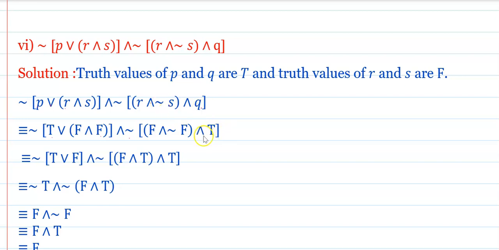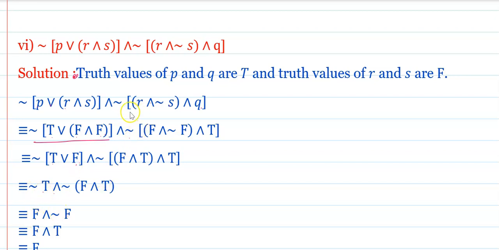Now we'll solve them one by one. Now the negation of P, or in bracket R and S. P is a T, or R, F and F. Okay, we'll solve this bracket first of all. F and F is F. Here T or F is a T. Negation of T is F.